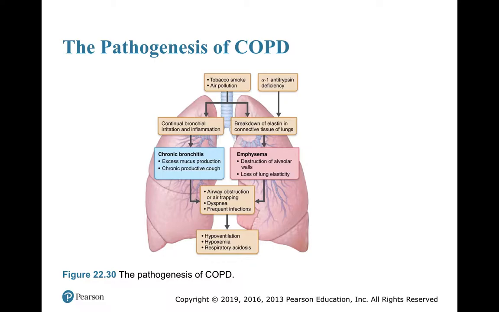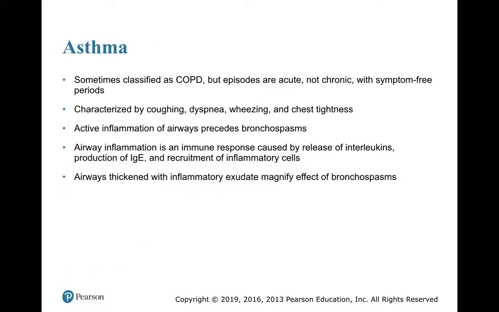Here's pathogenesis of COPD, and I recommend you look this over in your textbook. Asthma is sometimes classified as chronic obstructive pulmonary disease, but the episodes are generally acute and not chronic, and there are long symptom-free periods. Asthma is characterized by coughing, dyspnea, wheezing, and chest tightness. There's an active inflammation going on in the airways that precedes these bronchospasms.